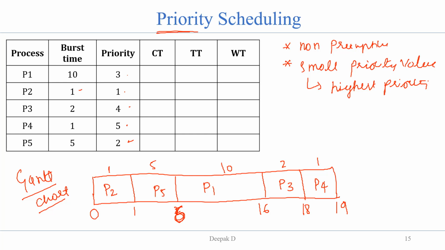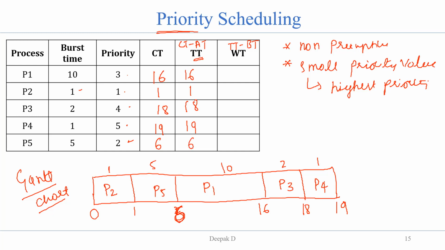So the completion values of these processes are, that is P1 has completed at 16, P2 at 1, P3 at 18, P4 at 19, and P5 at 6. And here, what is the formula for turnaround time? That is completion time minus arrival time, and waiting time is turnaround time minus burst time. As you know, in the problem statement they have given that all the processes have arrived at 0th second. So the value of the turnaround time is the same as your completion time. So 16, 1, 18, 19 and 6.